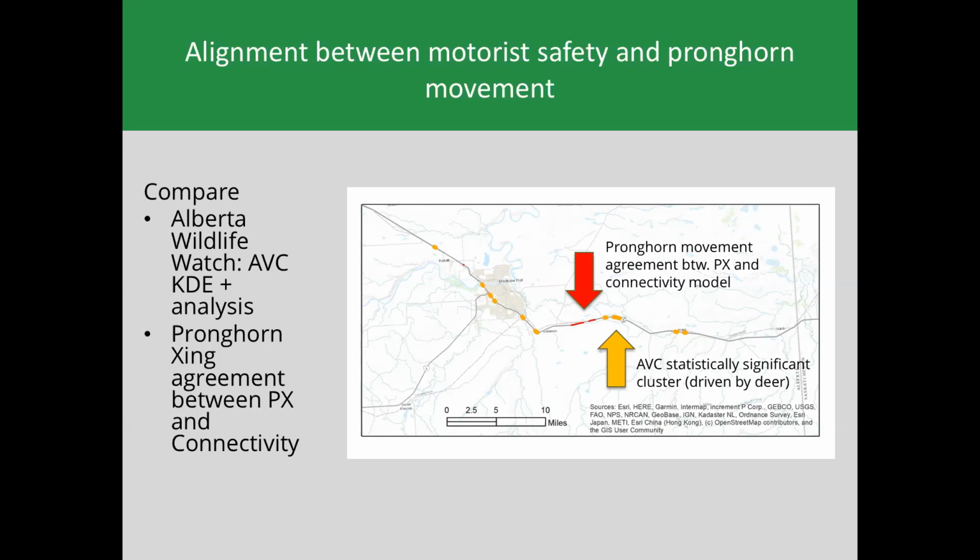This graphic shows where we had pronghorn movement agreement between the pronghorn citizen science data and connectivity models, and also where animal vehicle collisions are highest, primarily driven by deer. If we were to use any one of those data sources in isolation, we would have a different picture. So when we start thinking about these different data sources, we can look at the highway more holistically and address more wildlife movement needs.